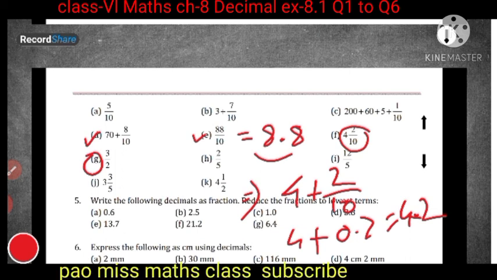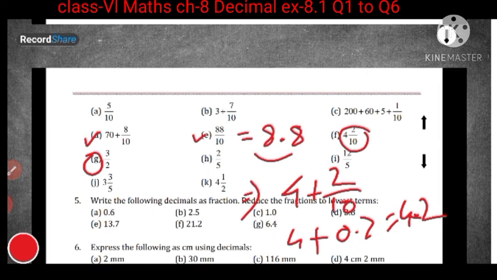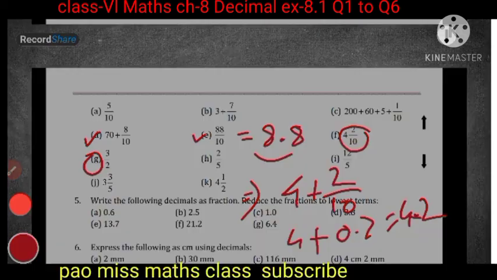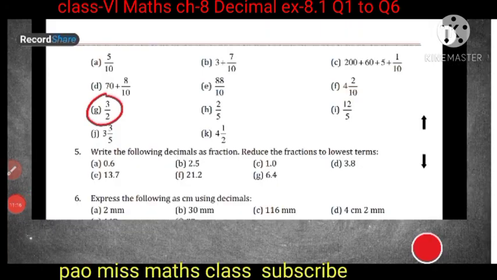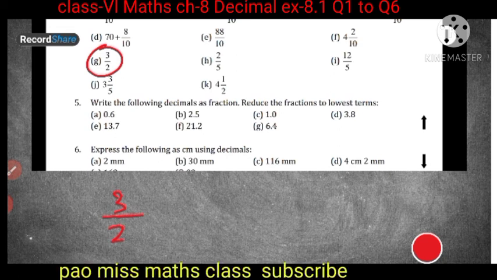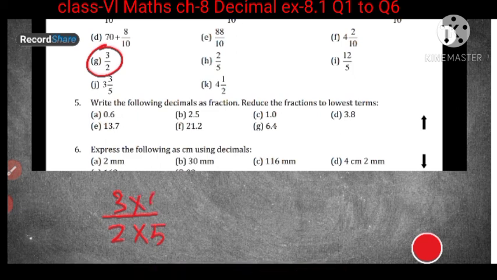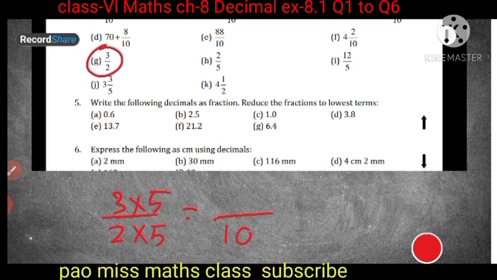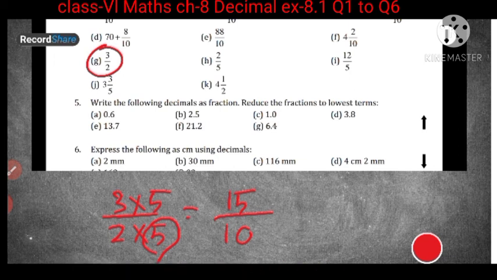In the same way, now G. Here 10 is not given, isn't it? Here 3 upon 2 is given. So what will you do? Directly you will divide it. What can we do for this question? We will try to make the denominator 10. If you multiply 2 by 5, the denominator will become 10. We will convert this to 10. Now 3 fives are 15. Since the denominator is multiplied by 5, the numerator also has to be multiplied by 5. So 3 fives are 15 upon 10.